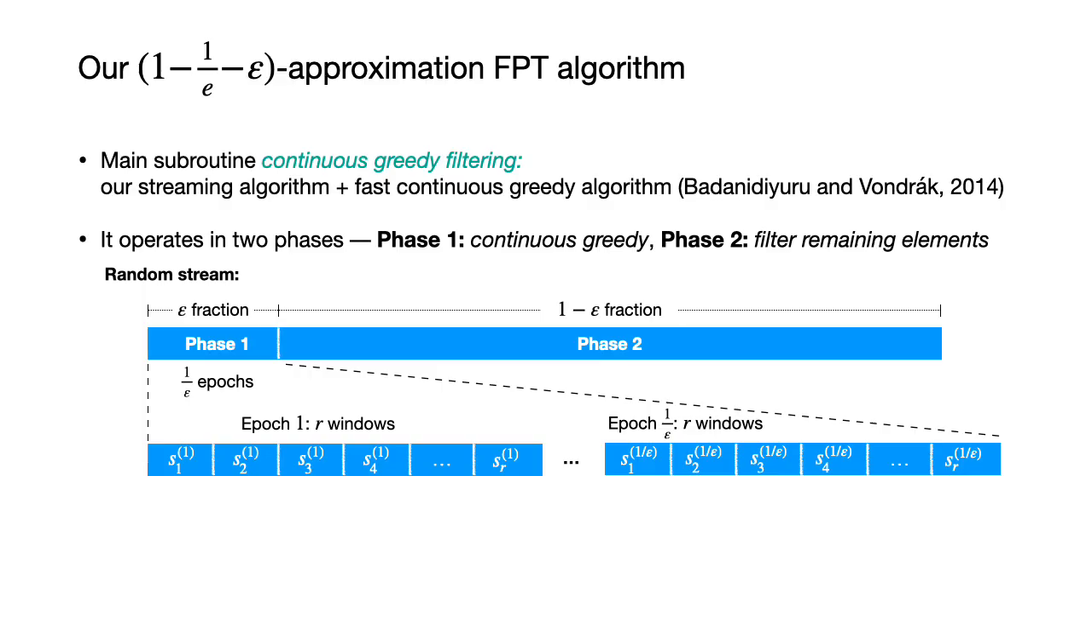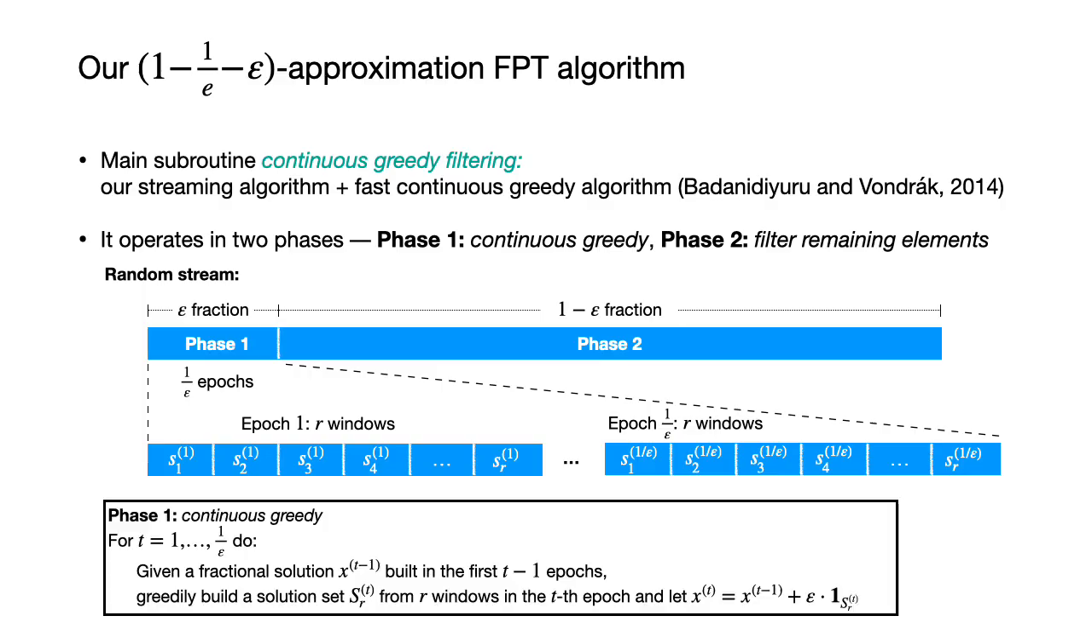So in each epoch, we will construct a solution set, and the continuous solution we construct in phase 1 is just the weighted average of the solution sets constructed in these epochs. Specifically, in the tth epoch, given the fractional solution built in the first t-1 epochs, we greedily build a solution set from R windows in the tth epoch, and we update the fractional solution by adding to it an epsilon fraction of the new solution set.